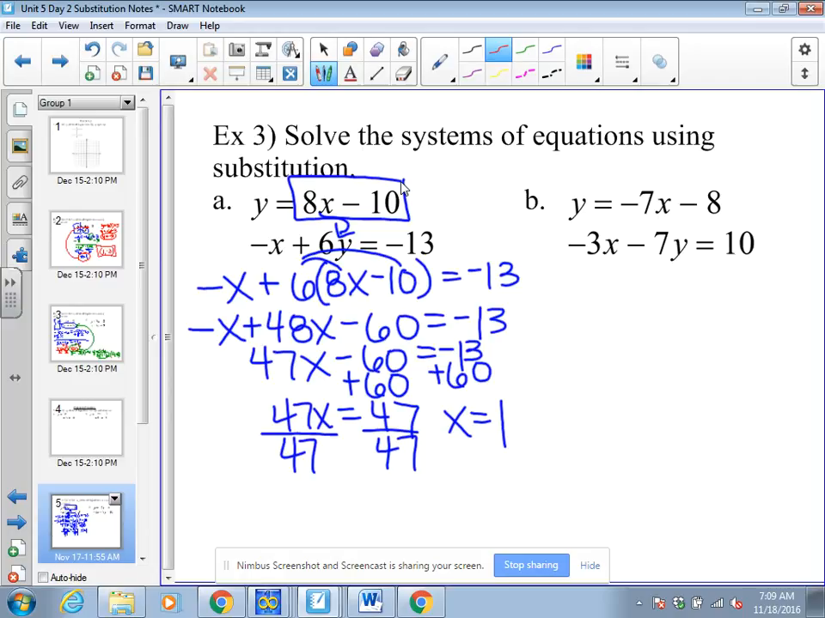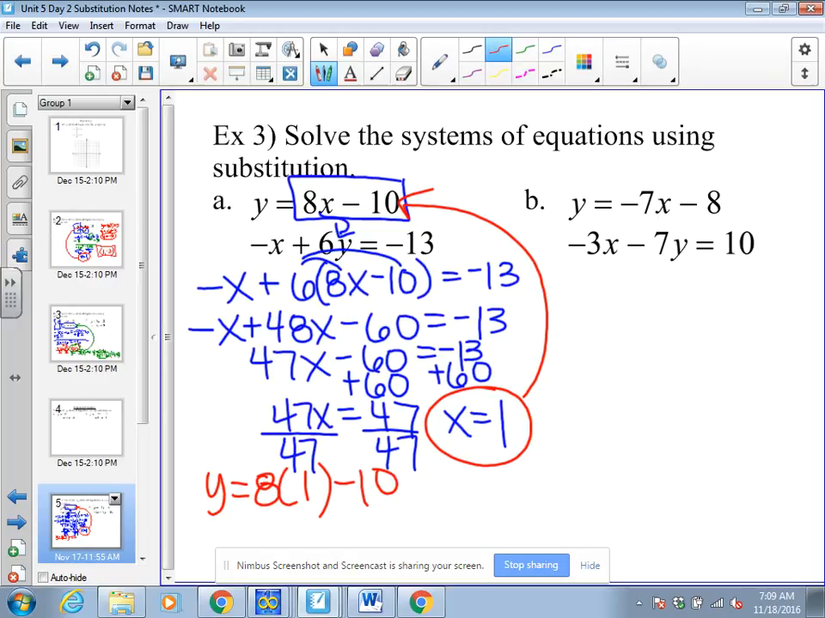Once I have my x value, I'm just going to plug that back in to one of my equations to solve for y. Now, it's typically easier to plug it into the slope-intercept equation since that's already solved for y. So we'll do that. So we're going to take y equals 8. My x value I said was 1, so I'm going to plug in 1 for x, minus 10. That's going to give me 8 minus 10, which is negative 2.